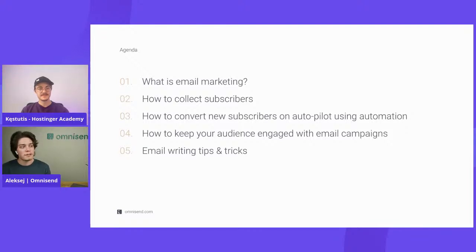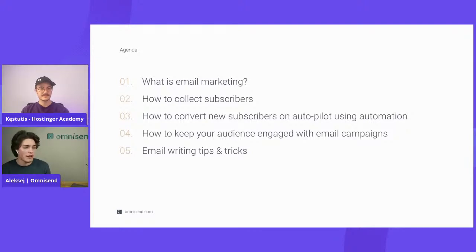And then the good stuff is as follows: how to collect subscribers, how to grow your contact list. Number three, how to convert those new subscribers on autopilot using automation workflows without lifting a finger. Just set those up and you don't have to do anything. It sends emails for you automatically. And then number four, how to keep your audience engaged with weekly, bi-weekly, or monthly email campaigns. We're going to cover all about how to build those out and how to send those.